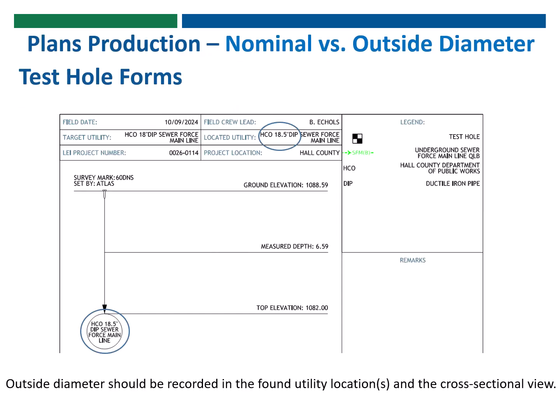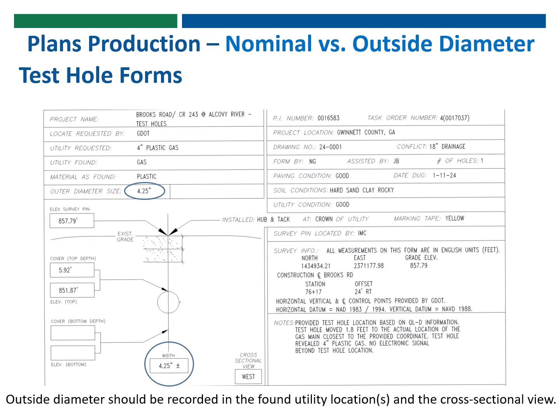So in this example, on this test hole form, the target utility was 18-inch DIP sewer force main. What they located in the test hole was an 18.5-inch DIP sewer force main. So for located utility and in the cross-sectional view of the test hole form, the outside diameter should be recorded.